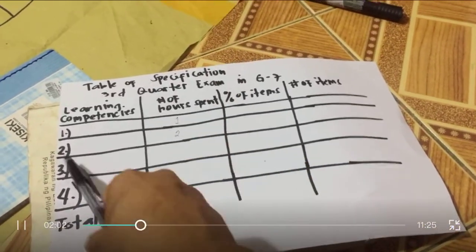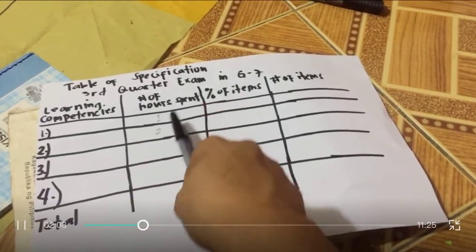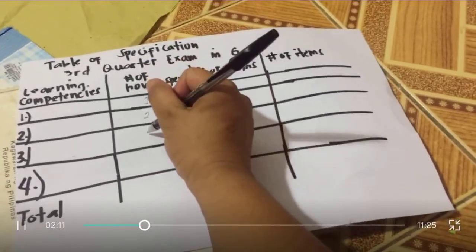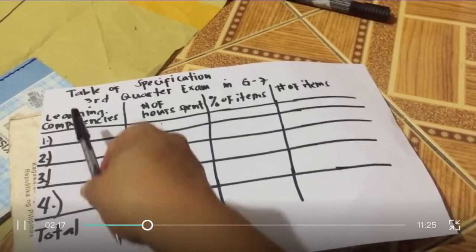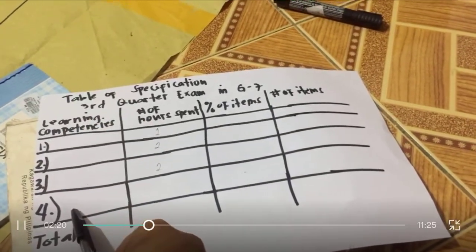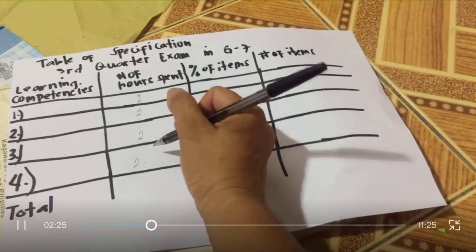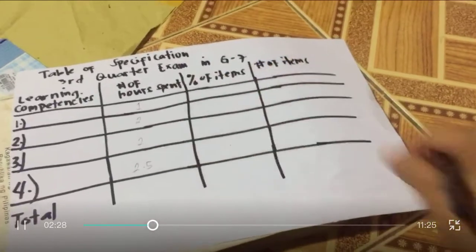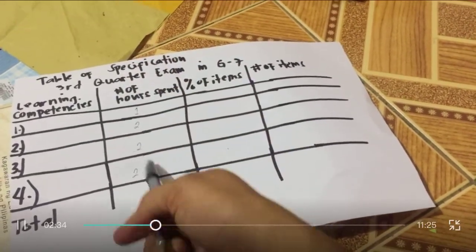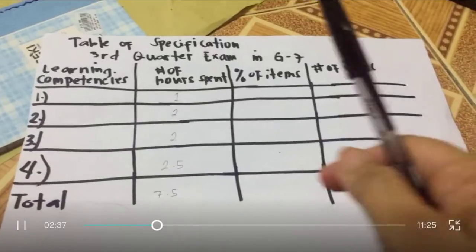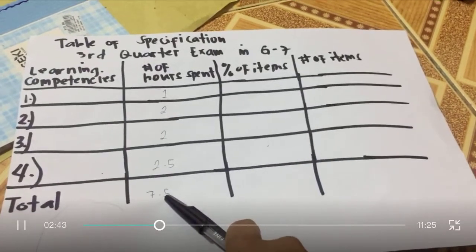Learning competency number 3, the number of hours spent is 2 hours. Then learning competency number 4 is 2.5 hours. The total of hours spent is 7.5.